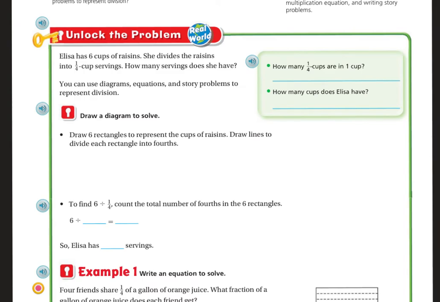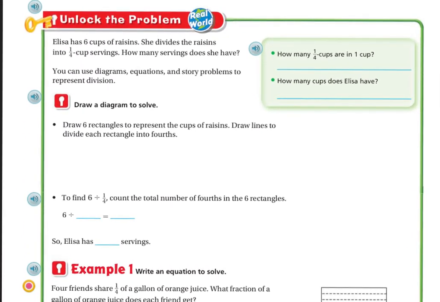Elisa has 6 cups of raisins. She divides the raisins into 1/4 cup servings. How many servings does she have? Well, let's start by asking how many 1/4 cups are in 1 cup. There are 4 servings of 1/4 in 1 cup. And how many cups does Elisa have? She has 6.